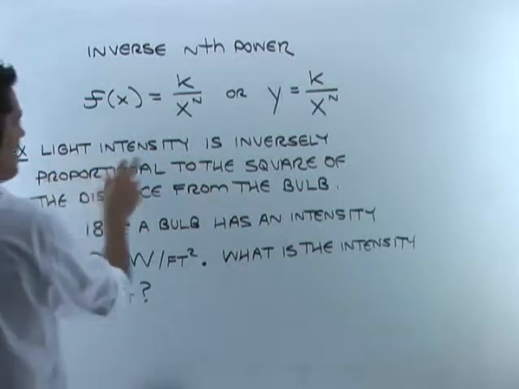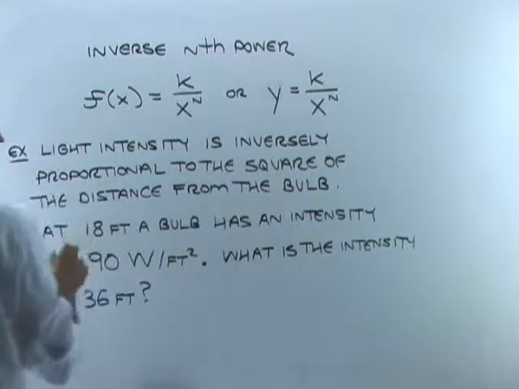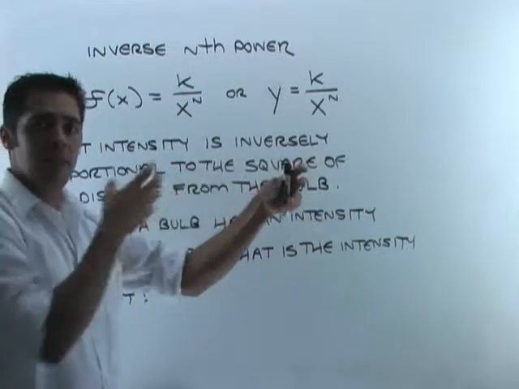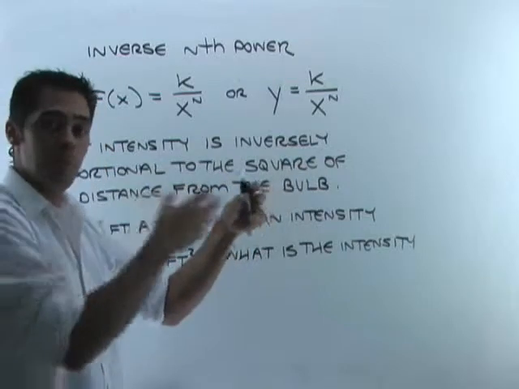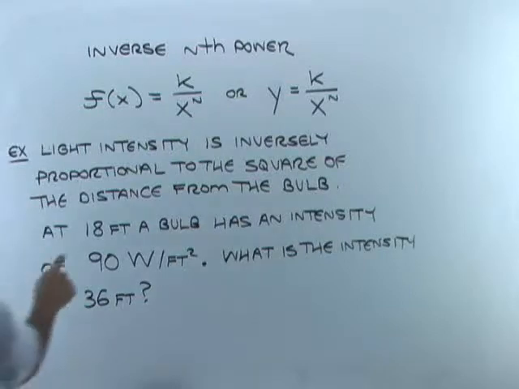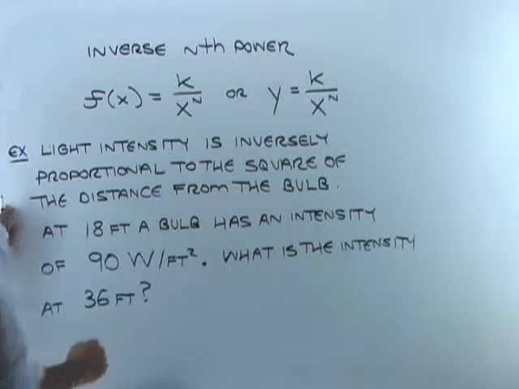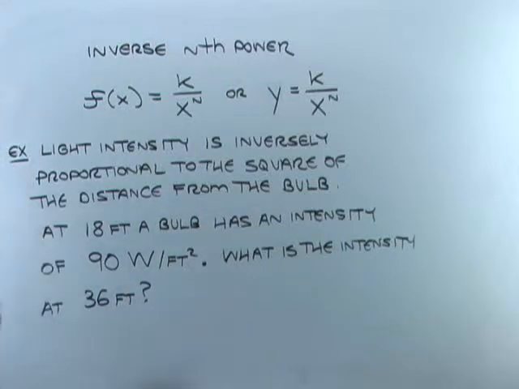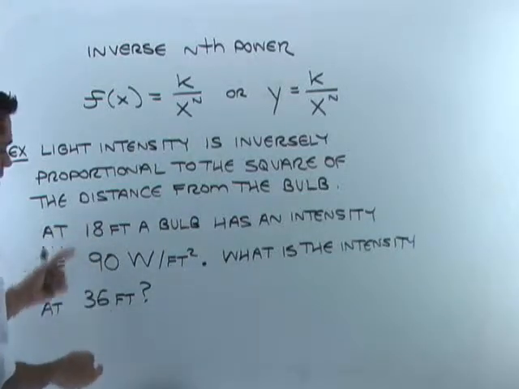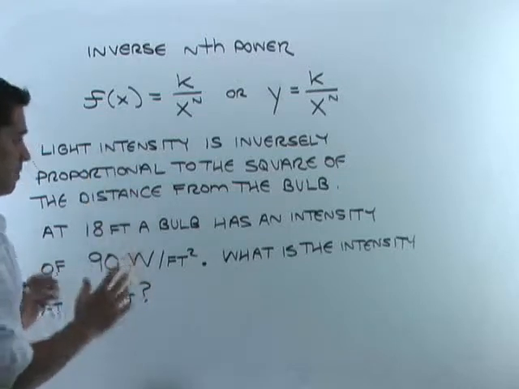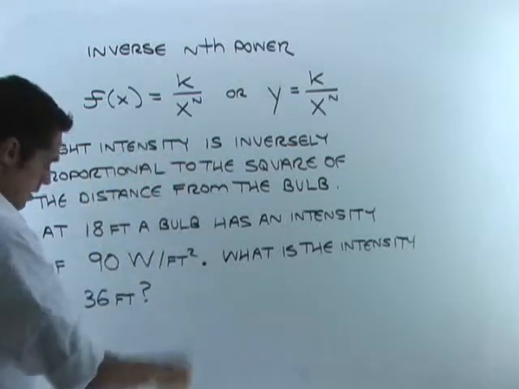So here it says light intensity is inversely proportional to the square of the distance from the bulb. So you have a light bulb, right? And how intense that light is inversely proportional to the square of the distance you are from the bulb. Now it gives us that at 18 feet, a bulb has an intensity of 90 watts per foot squared. What is the intensity at 36 feet? So we're going to double the distance, right? From 18, we're going to go to 36 feet, but we're going to see that the intensity doesn't get cut in half, okay? Because it's inversely proportional to the square of the distance.